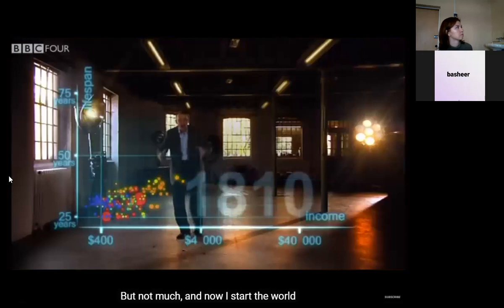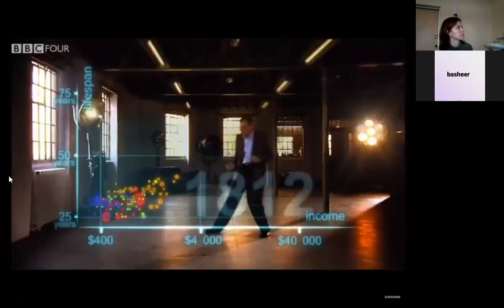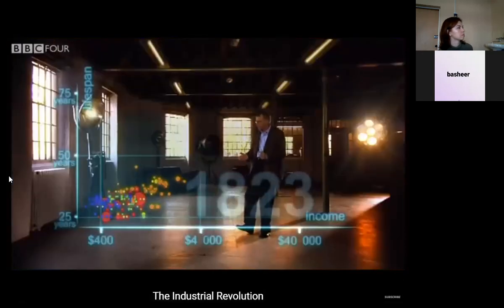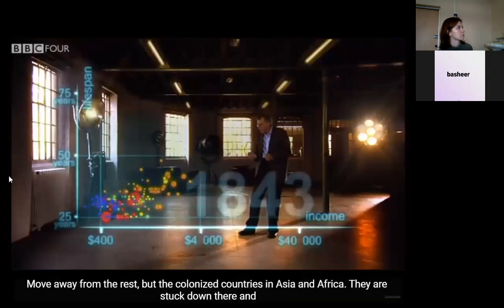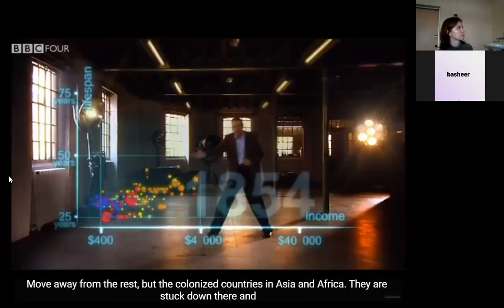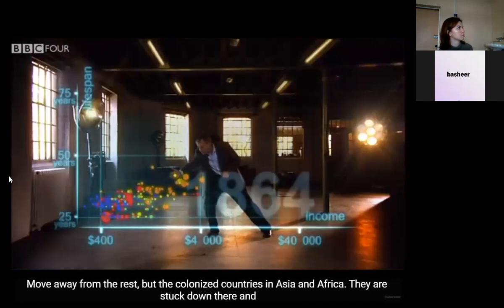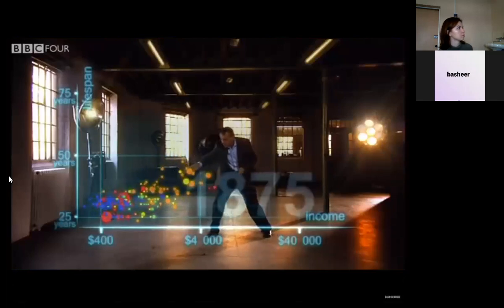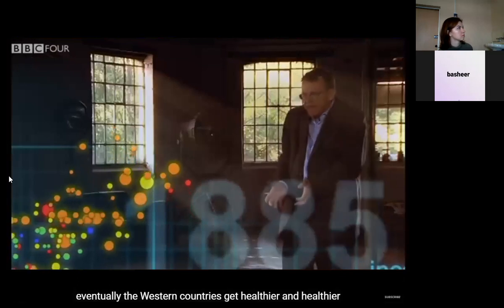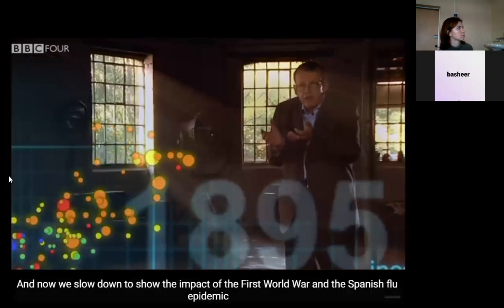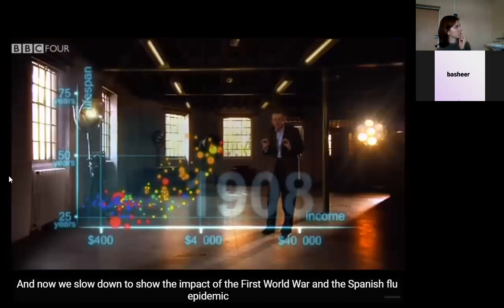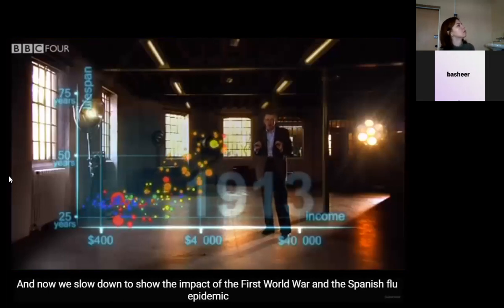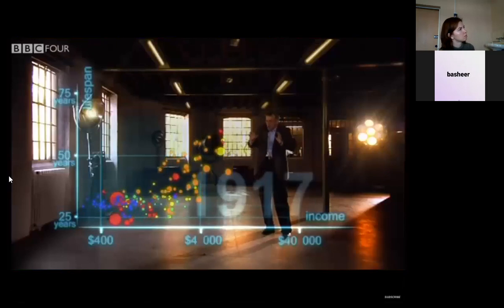And now, we start the world. The Industrial Revolution makes countries in Europe and elsewhere move away from the rest. But the colonized countries in Asia and Africa, they are stuck down there. And eventually, the Western countries get healthier and healthier. And now we slow down to show the impact of the First World War and the Spanish flu epidemic.